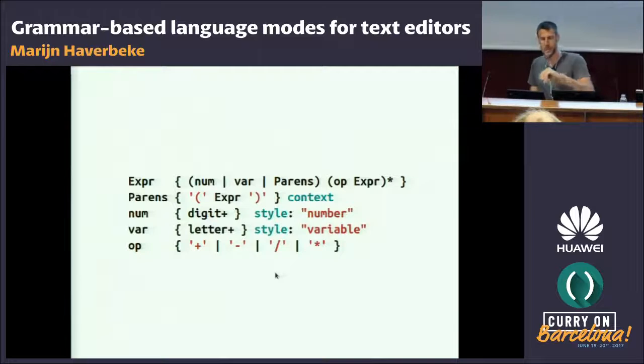So you can see some of these extra annotations after some of the rules. Like for parens, it says context, which means as long as you're in this production, save some context about where it started and what kind of rule it is. And then there's style number and style variable, which just style these with the given name, which then gives them a color in the actual output.